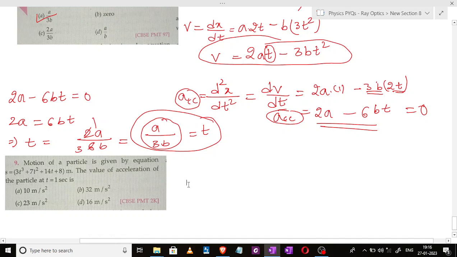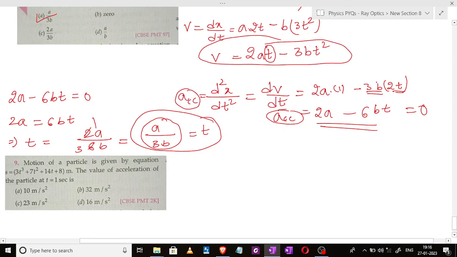It's a bit simple. Motion of a particle is given by this equation, s is equal to 3t square plus 3t cube plus 7t square plus 14t plus 8 meters. The value of acceleration of the particle at t is equal to 1 second is, we have to find. So first you have to find the value of velocity, then you have to find the value of acceleration. You have to differentiate twice, and then put the value of t as 1, whatever value of acceleration you get, that is the answer.